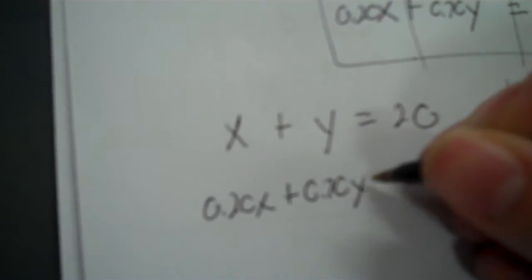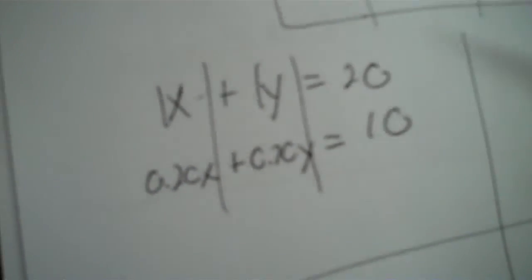And then 0.20x plus 0.70y equals 10. Then you'd apply your columns. You'd have to multiply by 0.20 on top and 1 on bottom. Once I got my answer for y, I could just take 20 minus that answer to get the x.